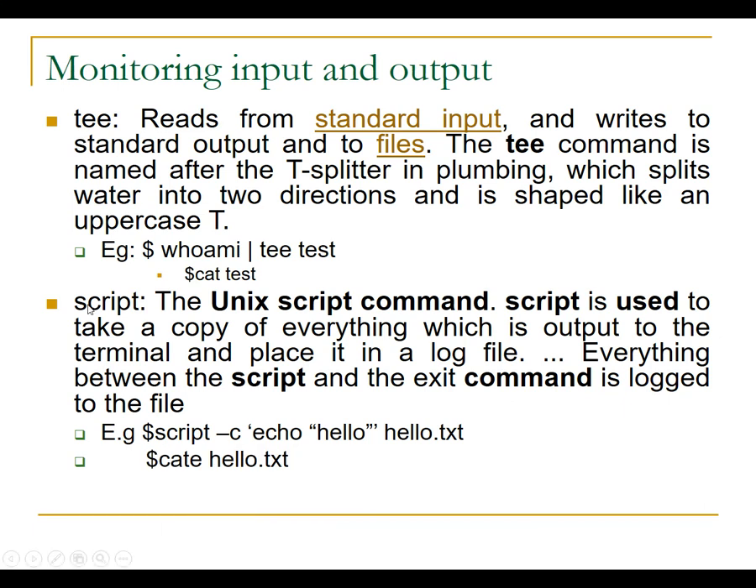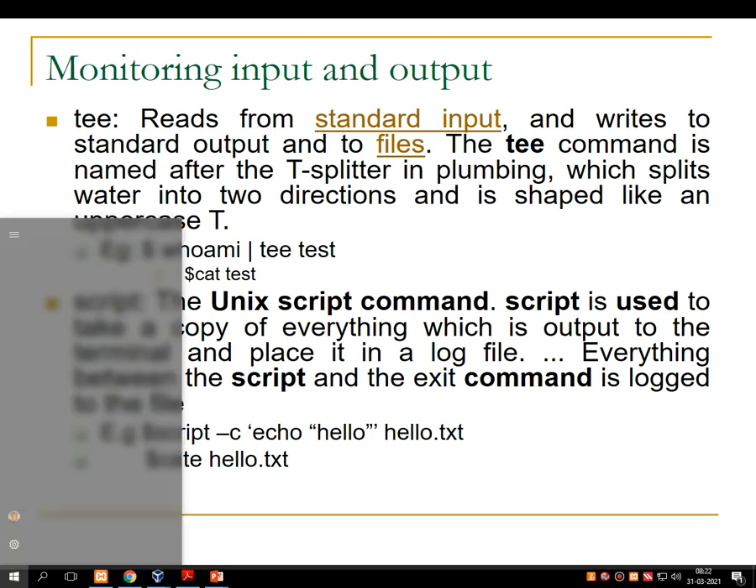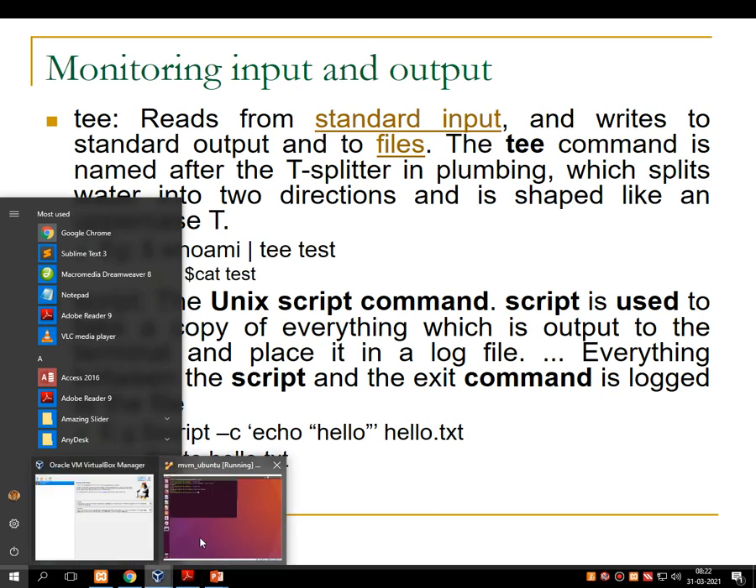Next is script. The Unix script command is used to take a copy of everything which is output to the terminal and place it into the log file. That means it's one type of copy command which copies the entire thing which is there on the screen into one file and saves it for future purposes. So let's see how it works.